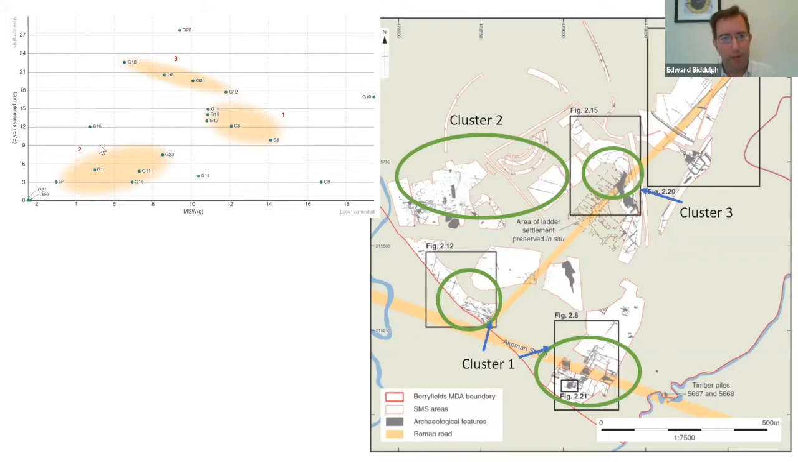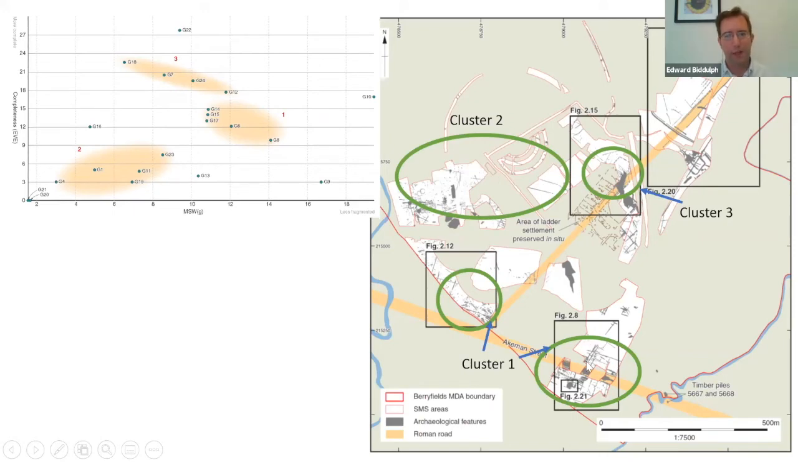Well, the pottery that's relatively well preserved by mean sherd weight and EVEs is in landscape groups located alongside Akeman Street and within groups associated with this ladder settlement. Again, that goes along a minor road. The less well-preserved pottery is in field systems.